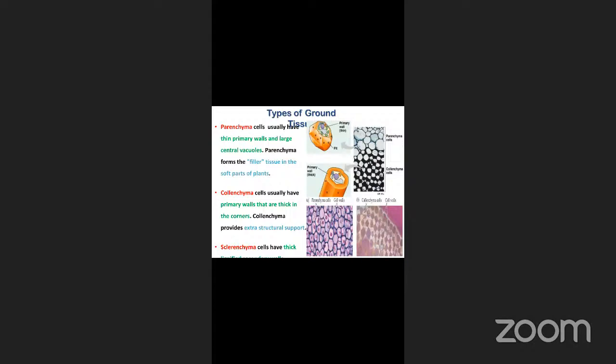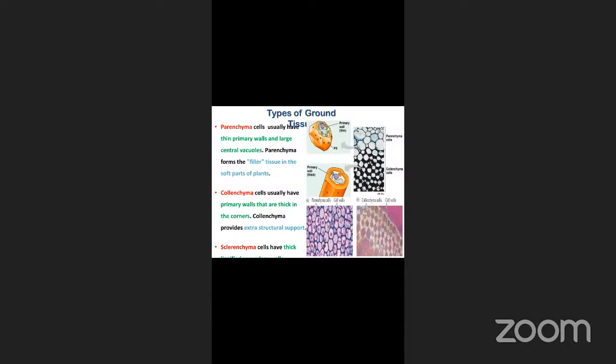The second one is collenchyma. Parenchyma and collenchyma show intercellular space. The collenchyma wall is thick. The primary wall is thick in the corners, giving extra structural support to the plant body. That is the collenchyma. See the diagram, collenchyma B, which shows the spaces also.